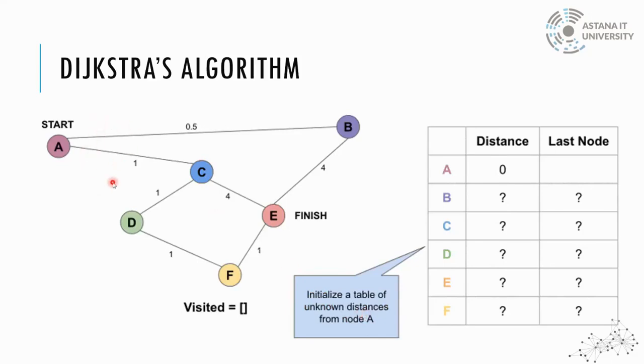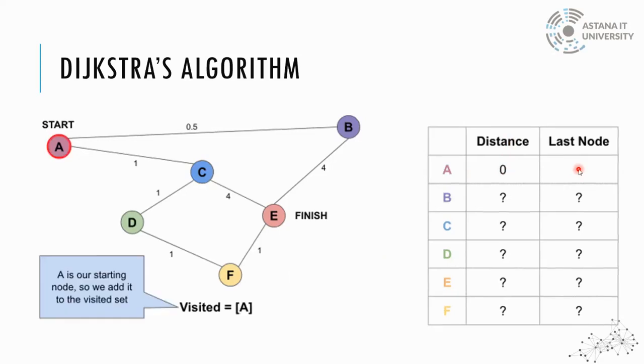All right, so this is our starting point. We just assume that the vertex A is our starting point. So that's why, first of all, we initialize the table, like having the distance and having the last node. This last node is something like path 2, if you remember, predecessors. So the distance from A to A would be 0, so there's no need to calculate anything. We just put 0 here and it won't have any last node there.